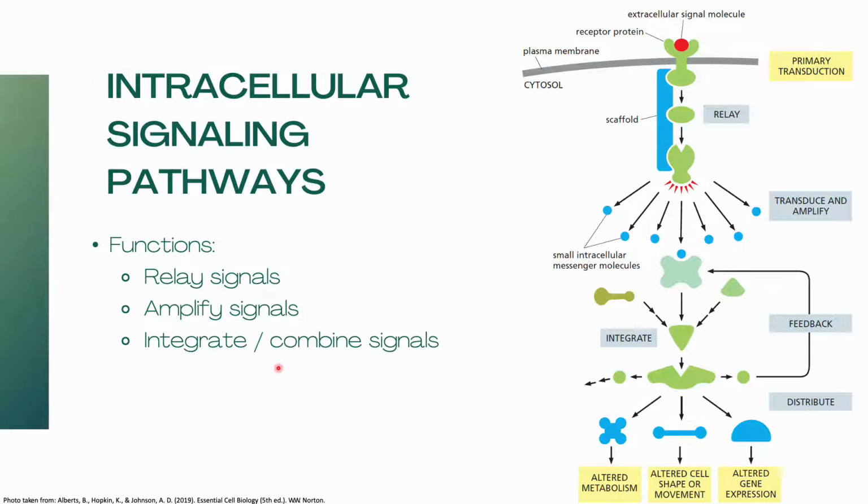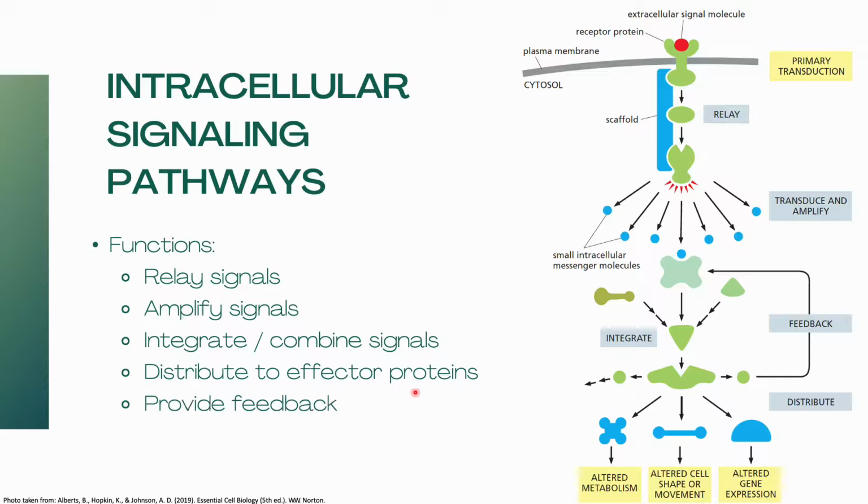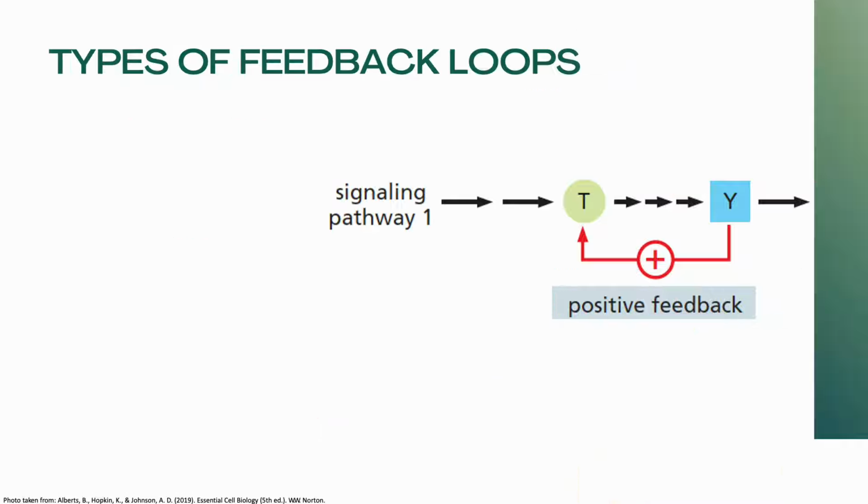Next, there can also be an integration or a combination of signals. Earlier we mentioned that certain cells have different responses depending on the combinations of signals they receive. So some proteins in this pathway combine different signals and change them into a new signal. Next, the pathways also distribute the signal to the different effector proteins. And lastly, and most importantly, these types of pathways provide a feedback to the rest of the cell. Now, the feedback tells the cell to keep going with the pathway or to stop. In all biological systems, the presence of feedback loops is essential for proper function.